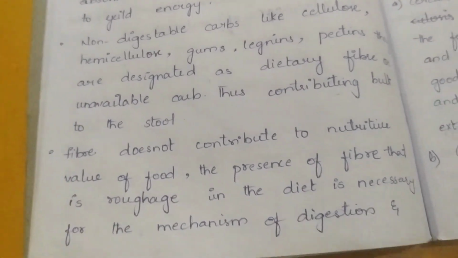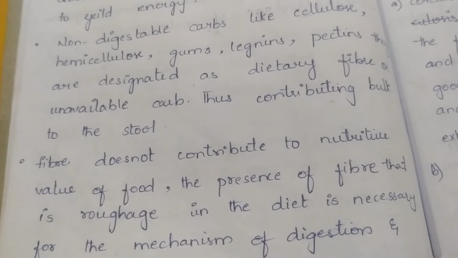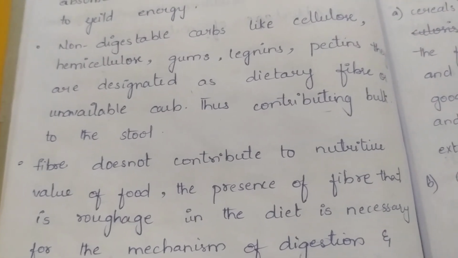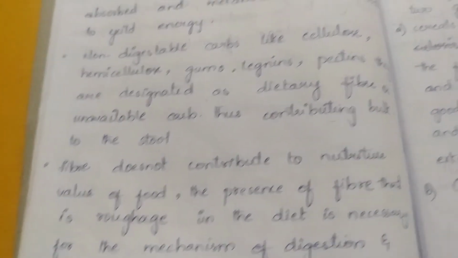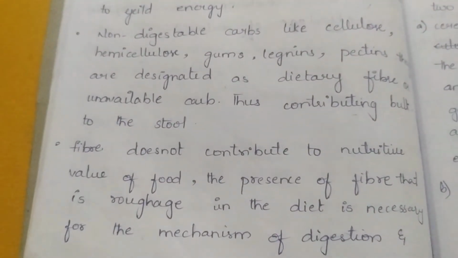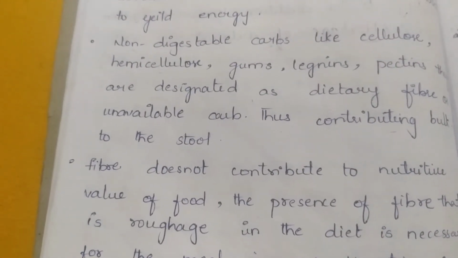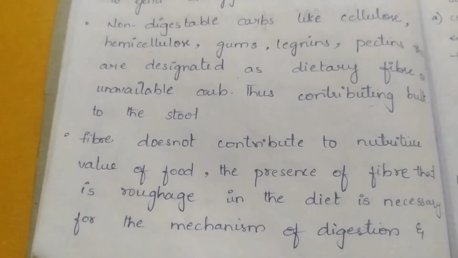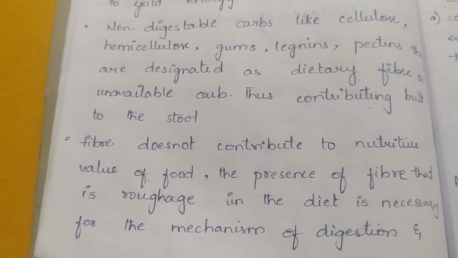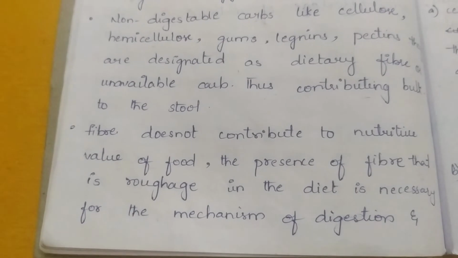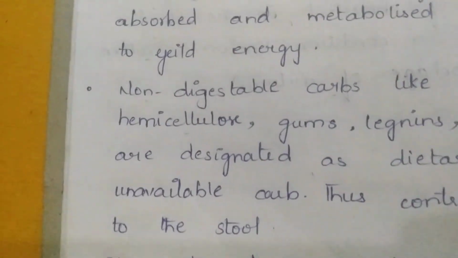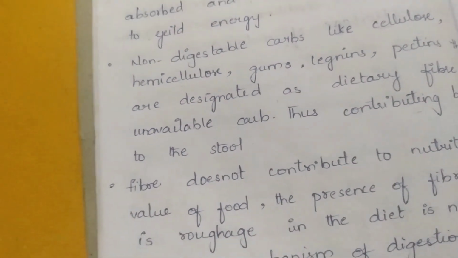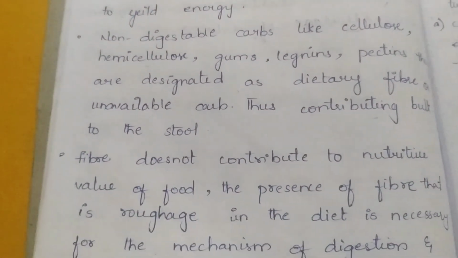Now, fiber does not contribute to the nutritive value of the food. Of course, the presence of fiber is the roughage in the diet. It is necessary for metabolism, digestion and elimination of waste. Actually, someone should be there to clean up all the things, and that is your fiber. It will clean up everything non-useful from your body. Getting my point? So roughage is very important in your body. Okay, now we have studied carbohydrates as well as proteins and fats, right?